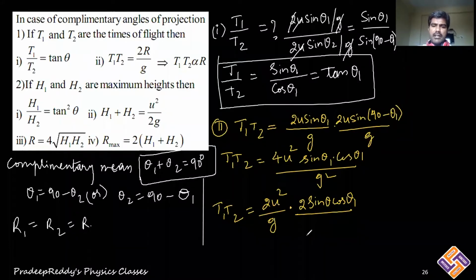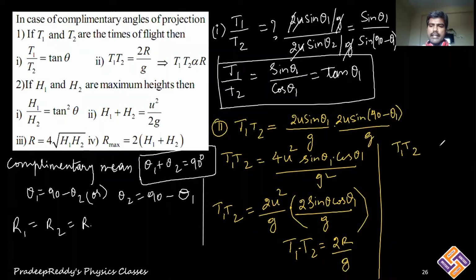What is this total? This total is range R. So T1 into T2 is equal to this, u square is also been written here inside. So what is left over there? It becomes 2R divided by g. Right? From this, T1 T2 is directly proportional to range R. This is the mathematical equation which is the product of the time of flight. Product of time of flights of two projectiles is directly proportional to range, and the ratio of time of flight of two bodies is equal to tan theta.